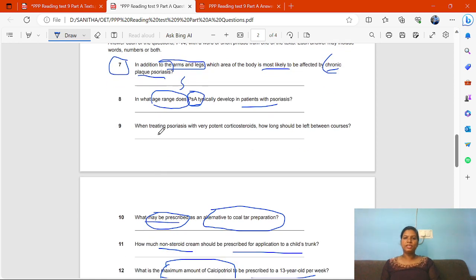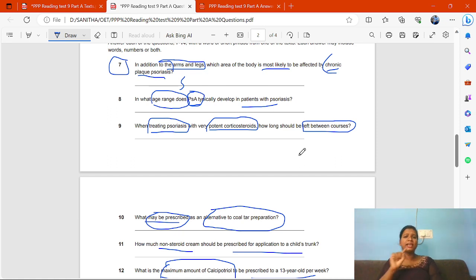Next question. When treating psoriasis, treatments are given in two passes, passage B and D, with very potent corticosteroids. This is also another very important keyword: how long should be left between courses? Okay, how long should be left between courses? These are the keywords.